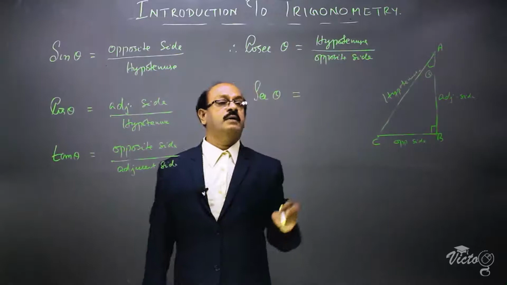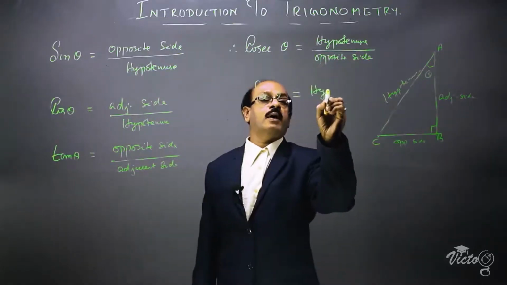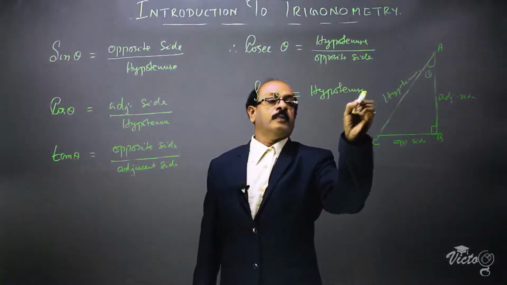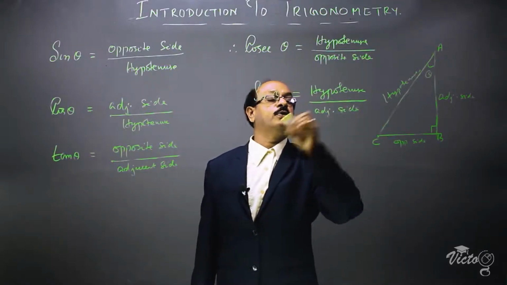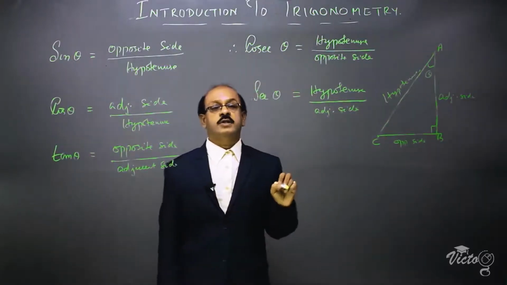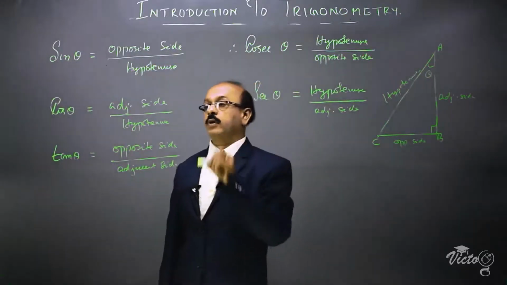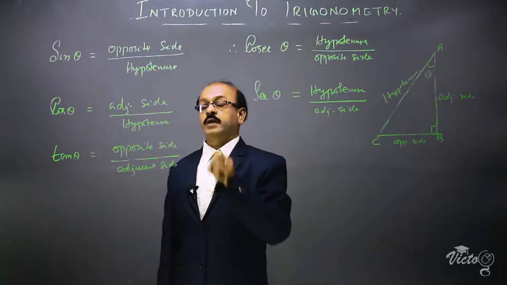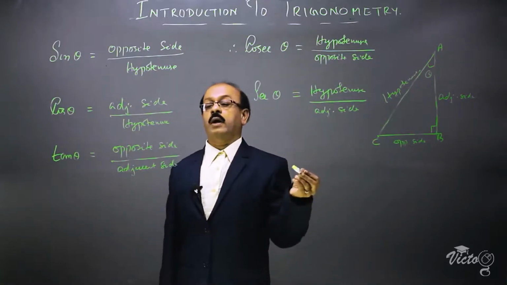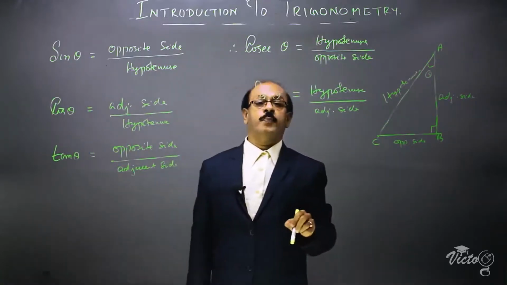Sec theta means hypotenuse divided by adjacent side. Hypotenuse divided by adjacent side is equal to sec theta. It is the reciprocal ratio of cosine or cos theta. Now, the third ratio is tan theta, and its reciprocal means adjacent side by opposite side.